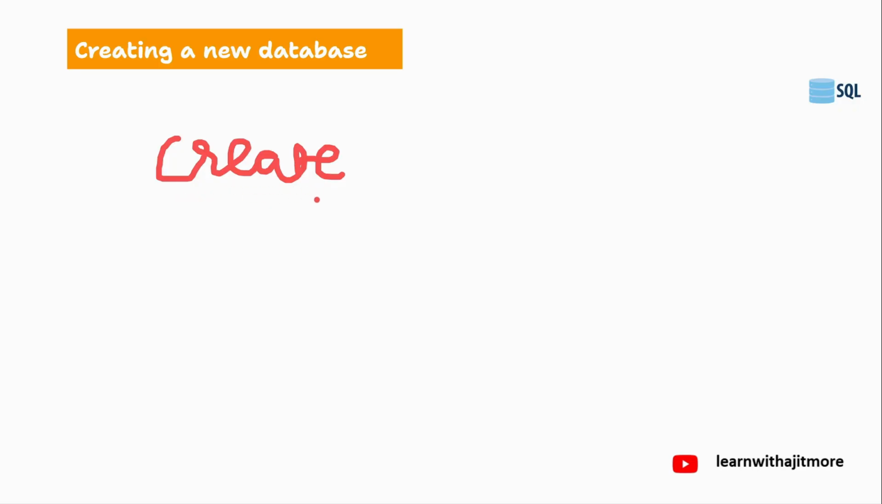So the first word will be create, then what you want to create, because you can create multiple database objects. You can create a database, you can create a table, you can create a procedure, you can create a function, you can create a trigger, you can create a view. So everything starts with the word create. After that you have to tell what to create. So create database.